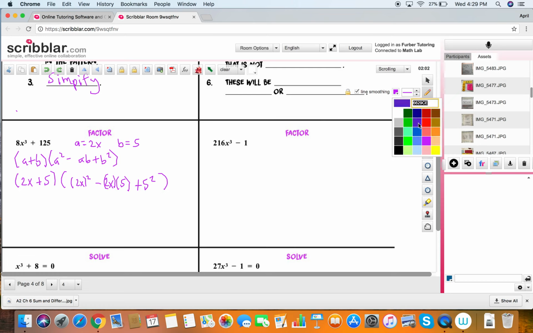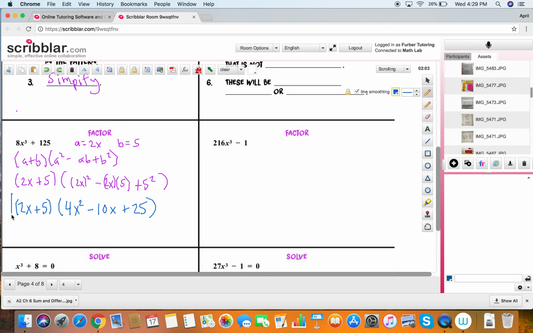When I simplify, the second one really is the only one you're going to have to simplify. 2x squared means to square 2 and to square x. So if I square 2, I get 4, and if I square x, I get x squared. Then 2x times 5 gives me 10x, and 5 squared is 25. So this is how this sum of cubes factors. This is the factored form of that polynomial, okay? But we got to that point by following the steps and following the pattern.